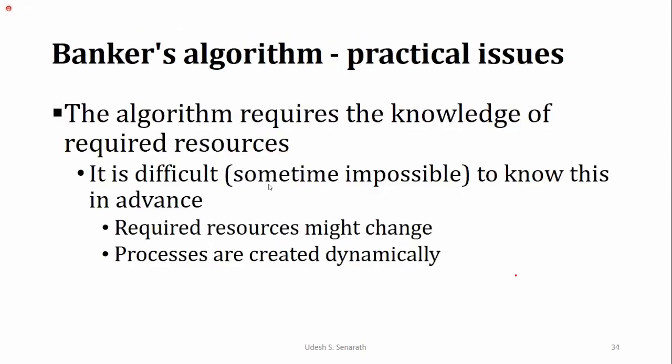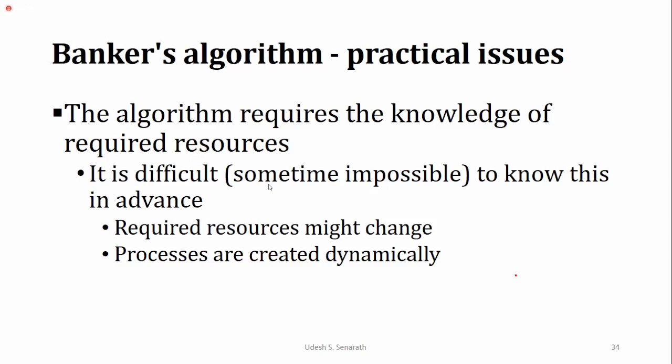Okay. In the banker's algorithm, there are some practical issues that arise. The algorithm requires knowledge of the required resources. That is the main problem. What are the maximum available resources? How many resources should be allocated to a particular process in order to complete it? What are the available resources? Yes, in an exercise like this, we do have those details. But in a practical scenario, in a system, we can't find those details. So that is a practical problem we face, right?